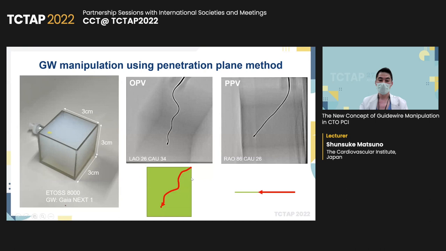However, after setting up the PPV and OPV, the guide wire navigation line can be set in our mind, and the guide wire can be confidently advanced on the penetration plane using the manipulation method I talked about earlier.